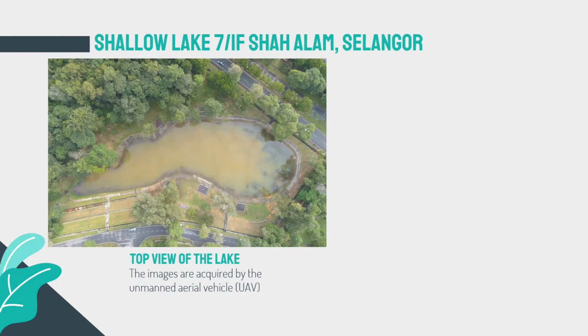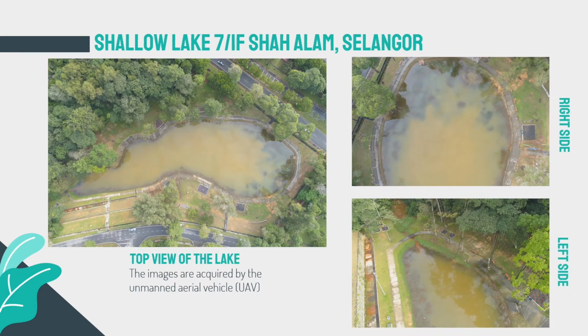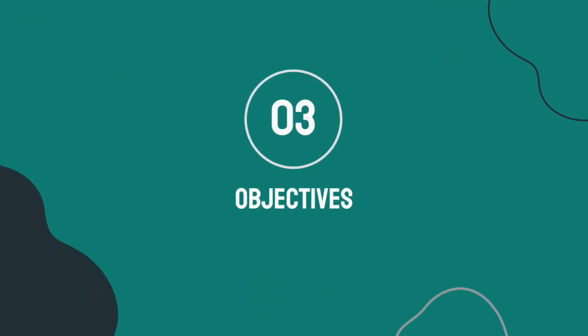The figure shows the top view of the lake. The images are acquired by the unmanned aerial vehicle, UAV, from the top view, and the image shows the right side of the shallow lake and the left side of the shallow lake. In this section, I will describe the objective and the main purpose of the project.